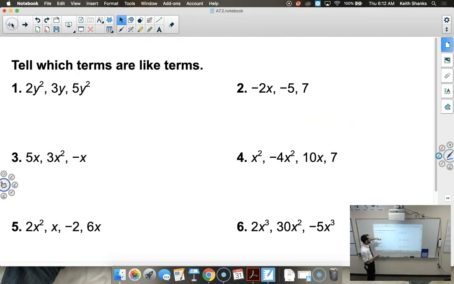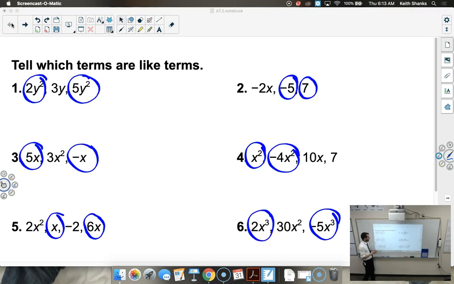Go back one slide, it should be at the top of the page, but they're asking you just to identify what like terms are. This is imperative to know, very important for what we're doing today. So I want you to underline, circle, whatever you want to do, but pause the video because I'm going to put the answers up here. So pause it and then you can play forward in just a minute.